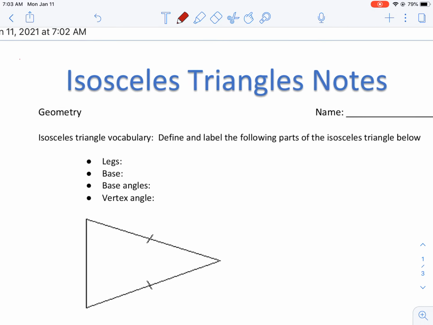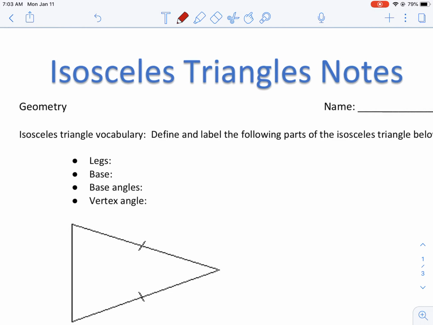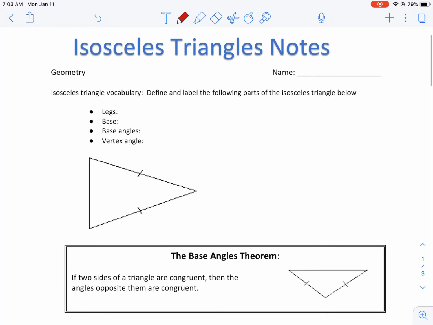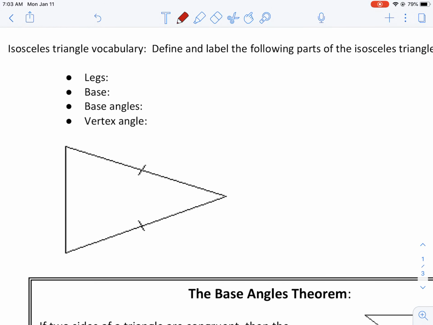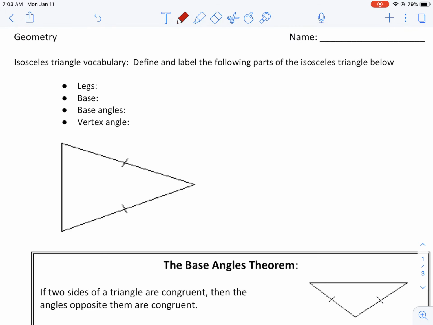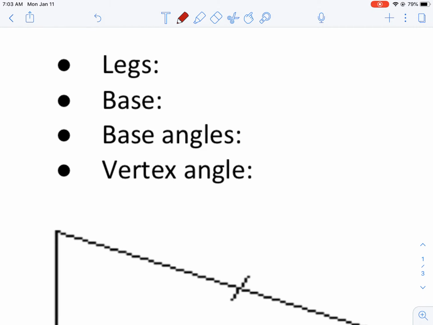In this video we're going to be going over isosceles triangles. Now we talked about isosceles triangles in the last lesson. An isosceles triangle is when two of the sides are congruent. And we're just going to identify and label some of the parts. So the legs, all right, the legs are the two congruent sides.